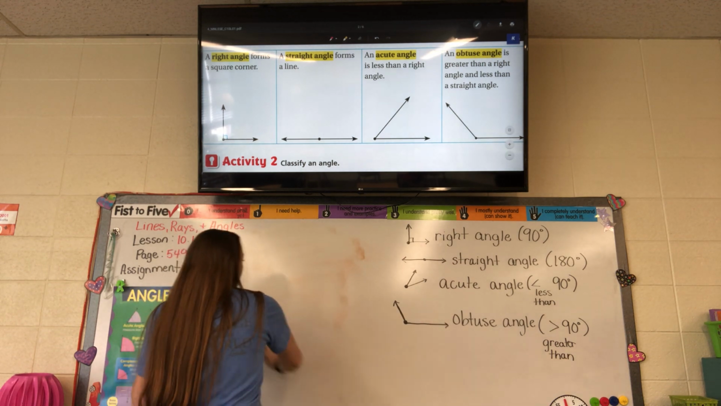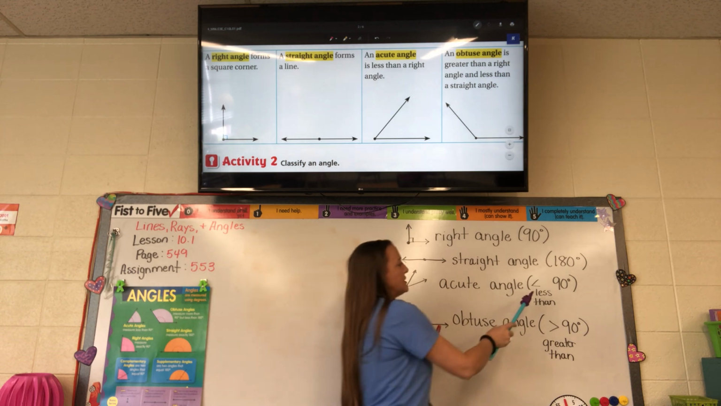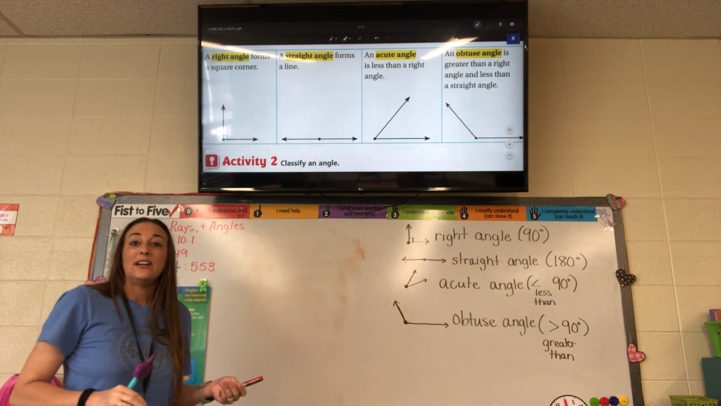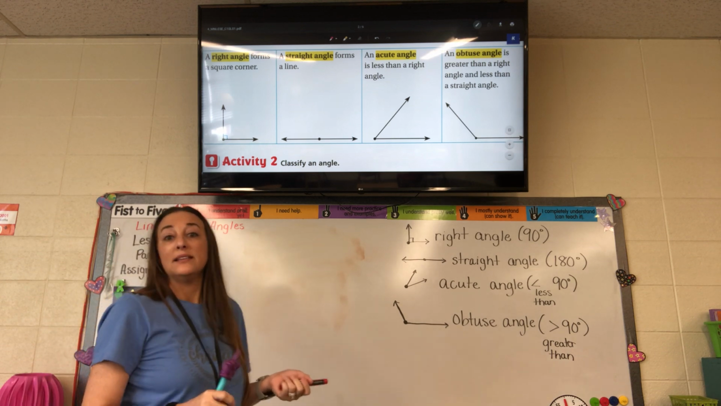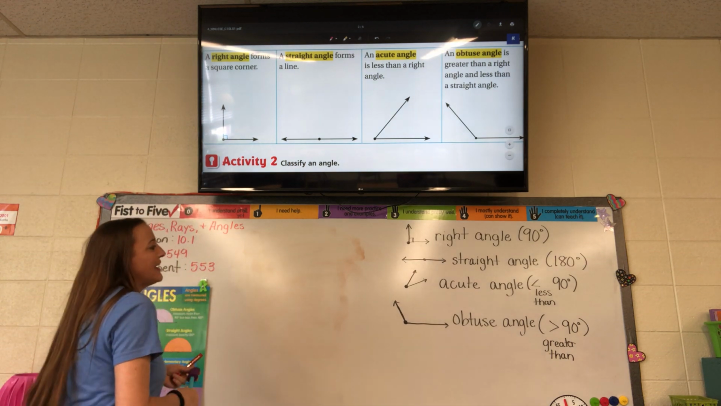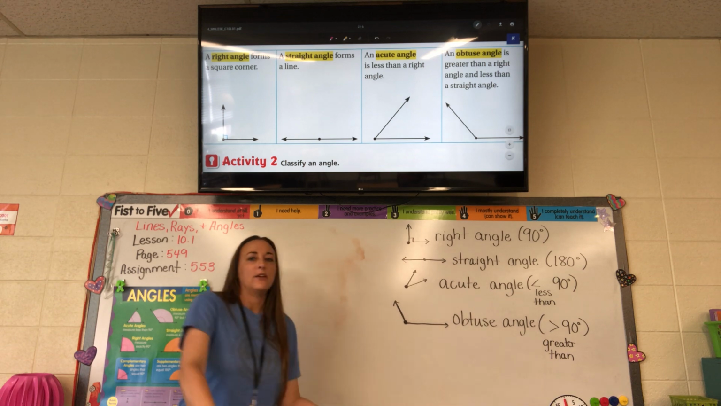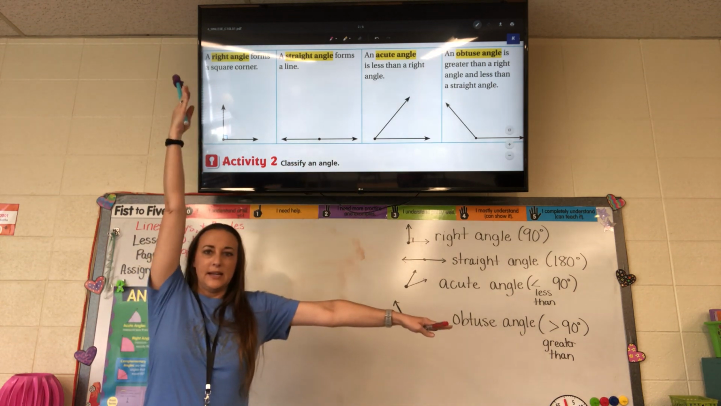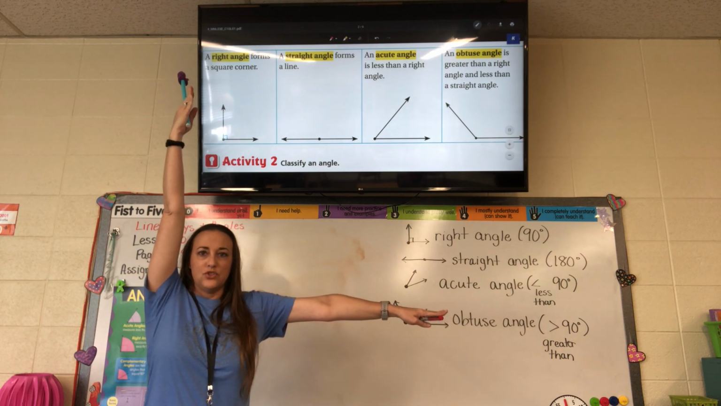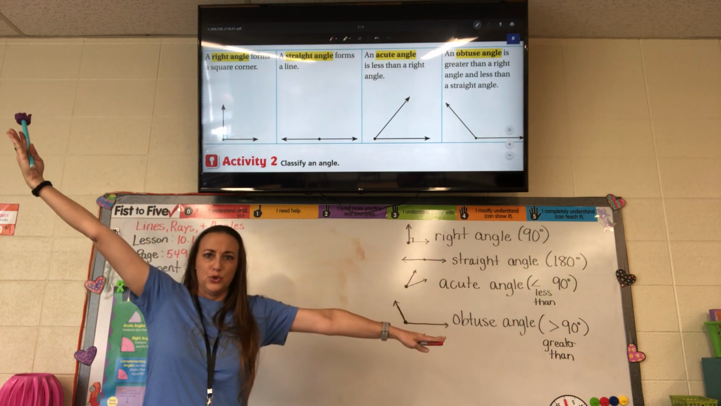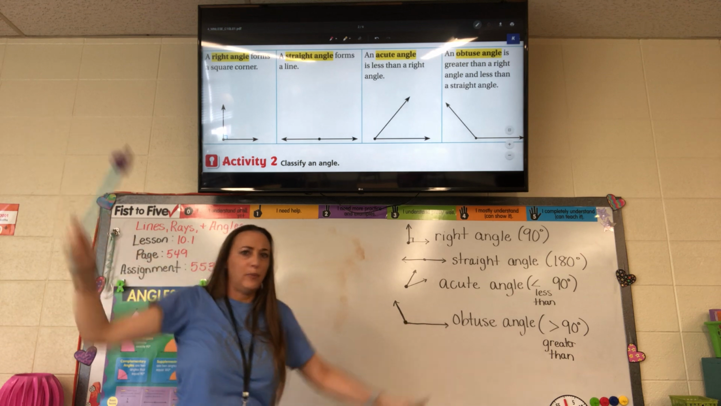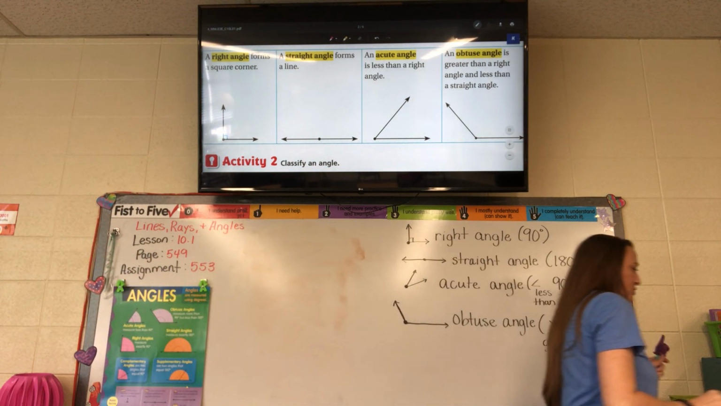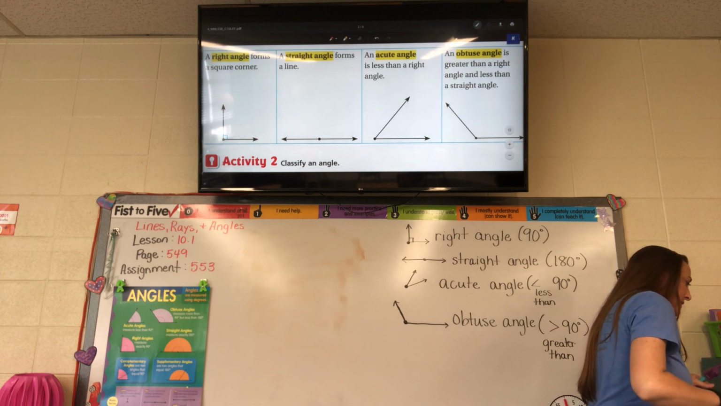An acute angle measures less than 90 degrees. I like to say they're acute little angles. And then we have obtuse angles. So we've got acute like this, little and cute, 90 degrees straight out and straight up, and then obtuse are the great big wide opening angles. All right, and those measure greater than 90 degrees.